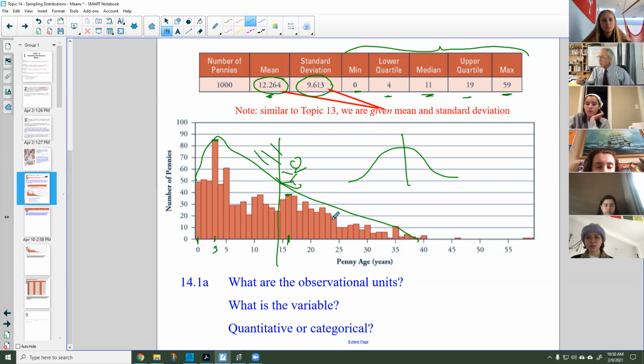What are the observational units, Emma? Is that the age? No. The variable is the age. Okay, so the observational unit is like the number of pennies. Well, it's actually just the pennies. All right, now let's remember the variable describes the observational unit, right? The age describes the pennies.